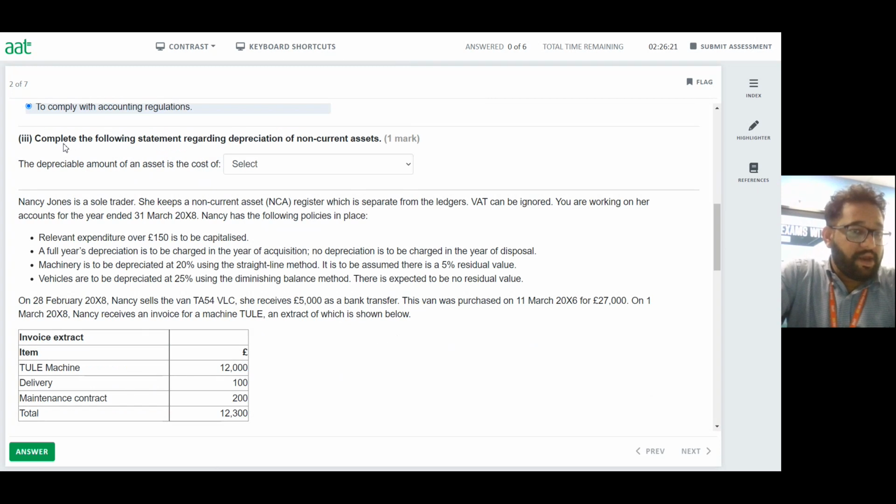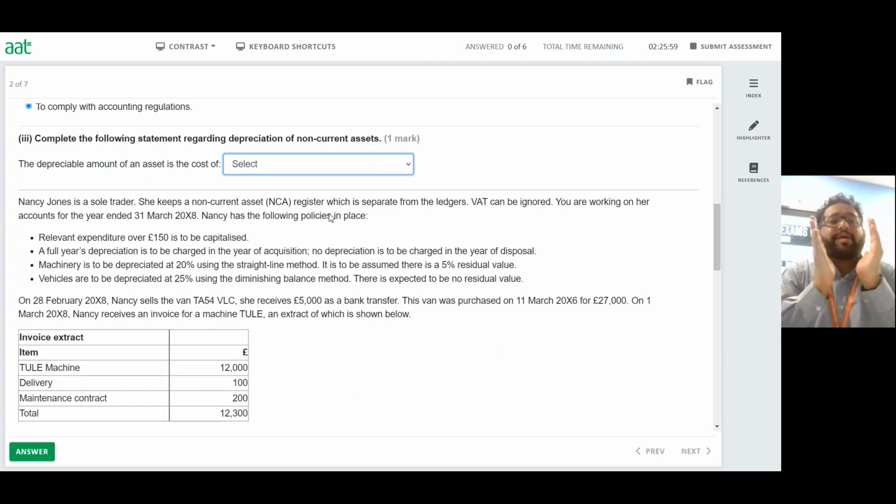And the third one, part 3 of that one: complete the following statements regarding depreciation of non-current assets. The depreciable amount of an asset is cost of what? It's going to be cost less asset, the asset less the accumulated depreciation, or asset less the residual value. The right answer is asset less the residual value. This is the amount I can depreciate, because if I buy an asset for £10,000, and if I have a residual or scrap value of £2,000, the depreciable amount will be the difference between the two. The difference is going to be £8,000. That is the amount I will be depreciating.